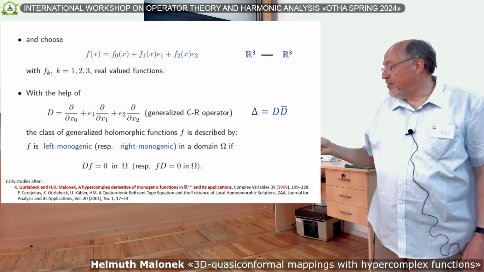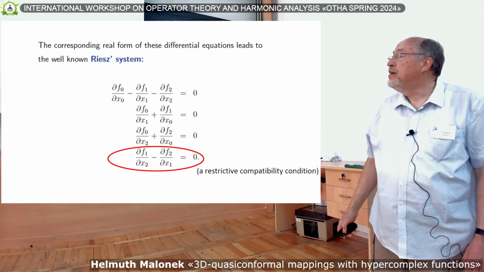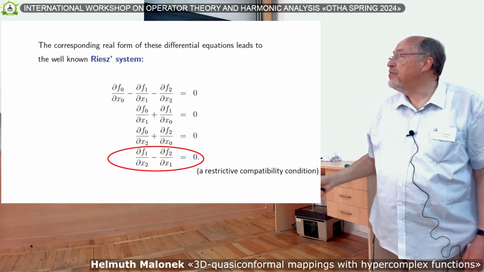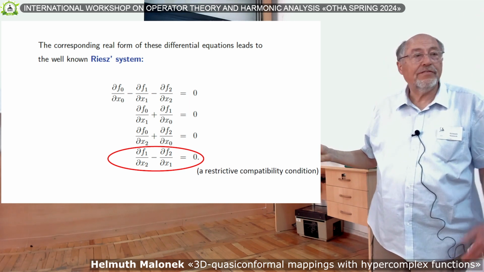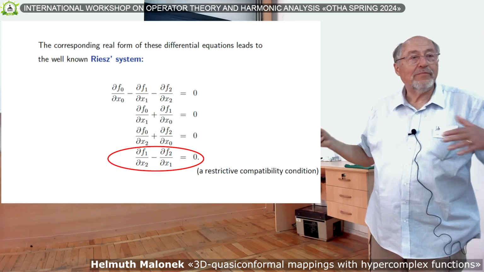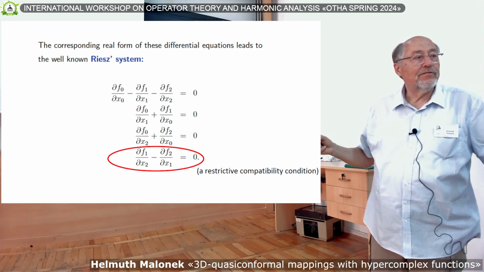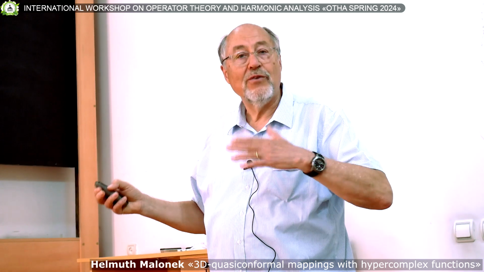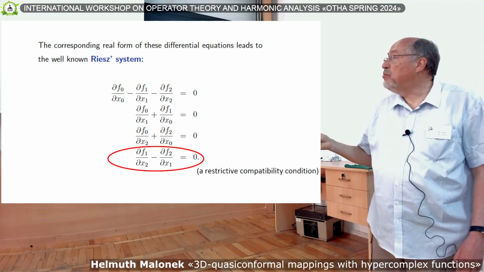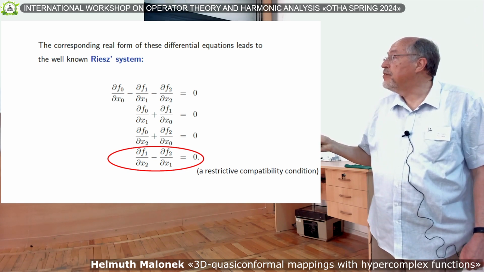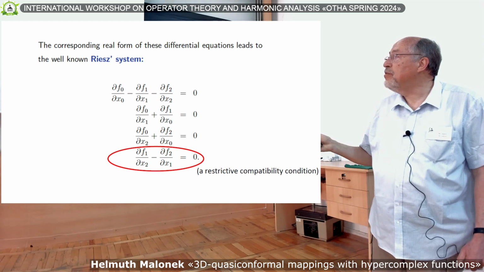But this was the beginning, and then we have to understand what happens to the corresponding real system, and this is called the Riesz system. It's the easiest. One can consider much more complicated ones if one is looking for mappings in the whole Clifford algebra. But of course, for real-world problems, this is almost enough. And the most important condition which comes out here is this compatibility condition of the components f1 and f2 of the function.